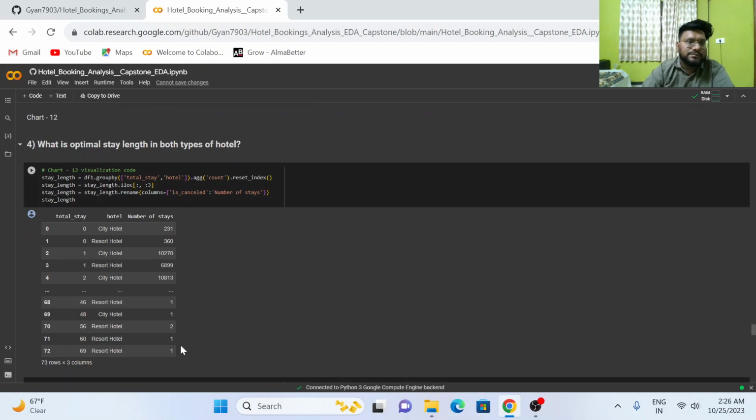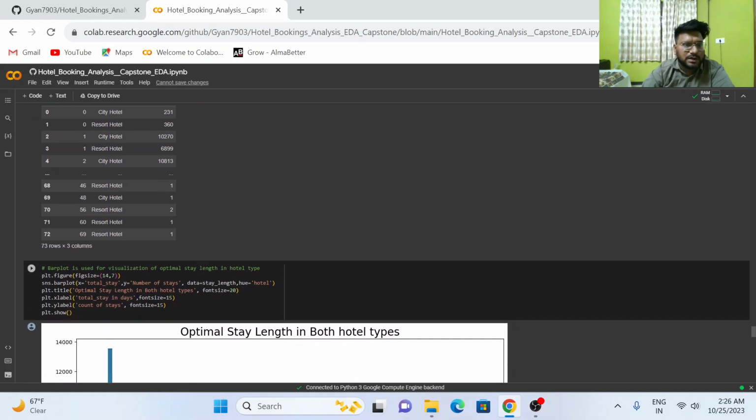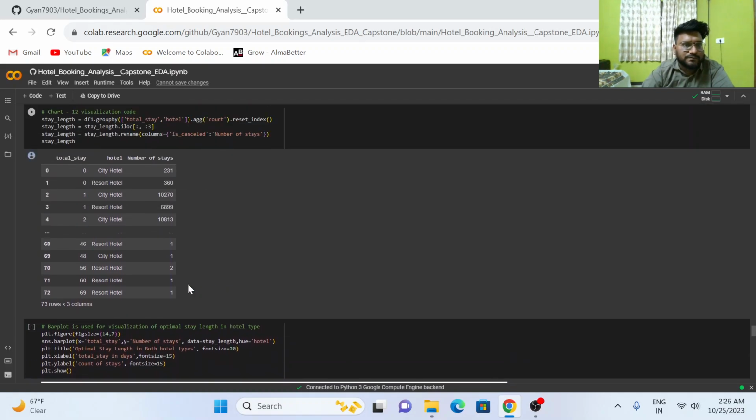Now let's move on with the next question, which is what is the optimal stay length in both types of hotels. So this total stay column shows the number of days someone was in the hotel, and these are the types of hotel for those days. We have used group by and the aggregate function of count for the number of stays.